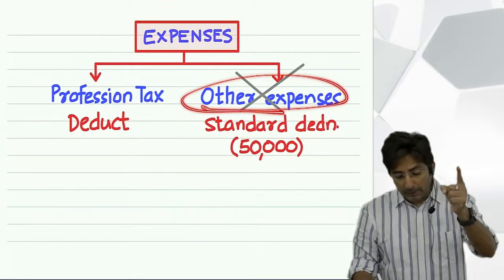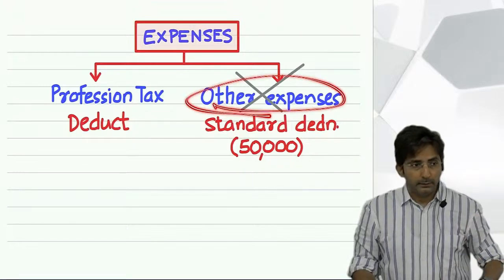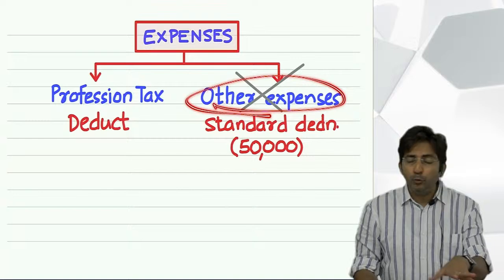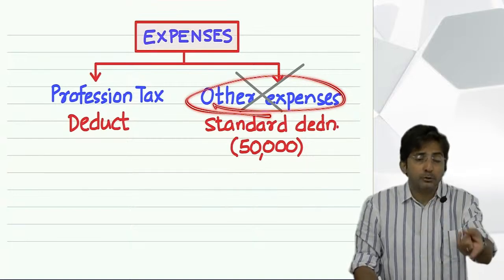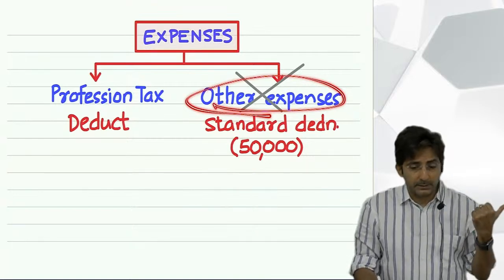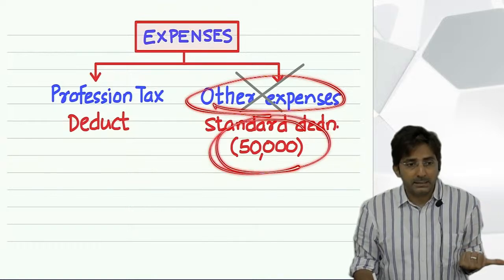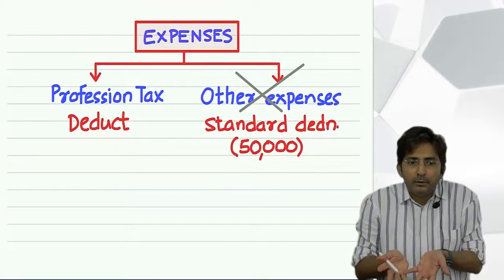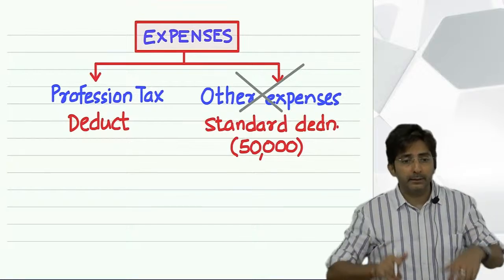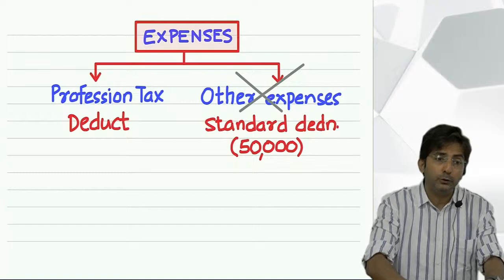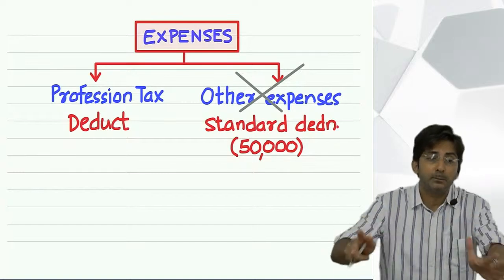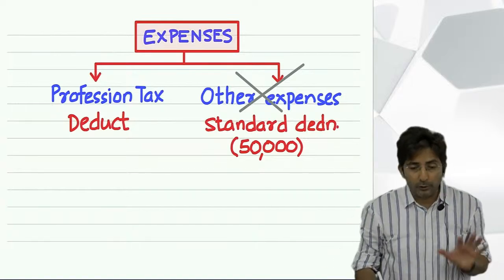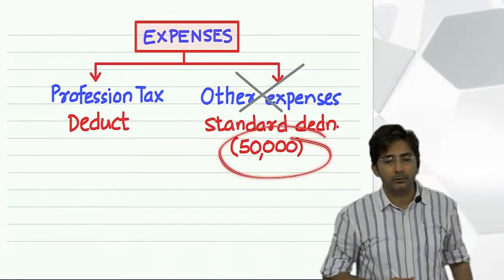They will deliberately give you some expenses, saying this employee had to spend this, this, that, blah, blah, blah. But you will ignore it, because in place of other expenses, you are given a standard deduction. For expenses, you want a deduction only. So the government is giving you one, but not what you say. Because if the government asks you, you will try to claim more and more expenses so that you get more and more deduction and your income reduces. So not your actual amount, you will get a standard 50,000. Okay.